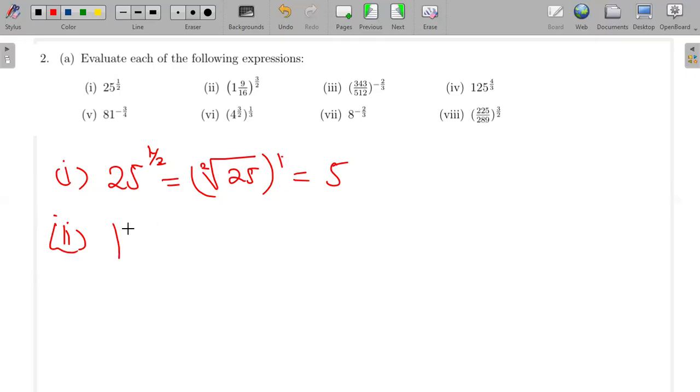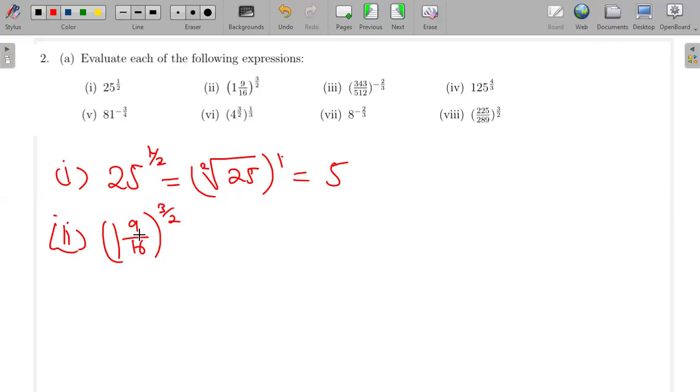Okay, that's a mixed fraction, 1 and 9 over 16, and then to the power 3 over 2. So that is what I've been given. Okay, so what you want to do here is first express this mixed fraction as an improper fraction.